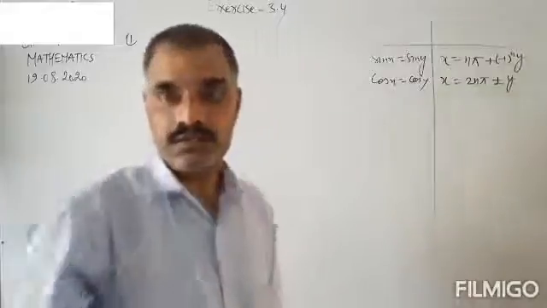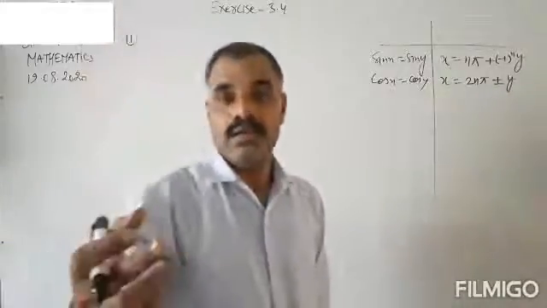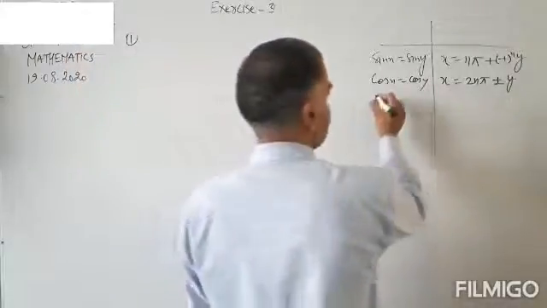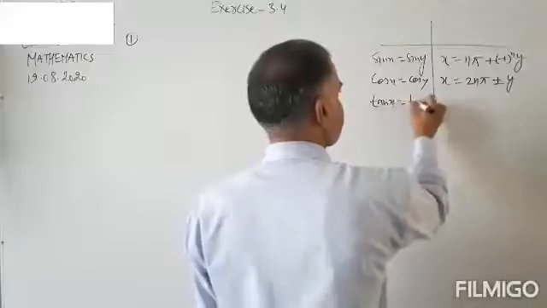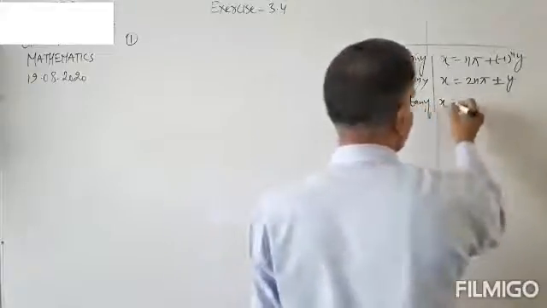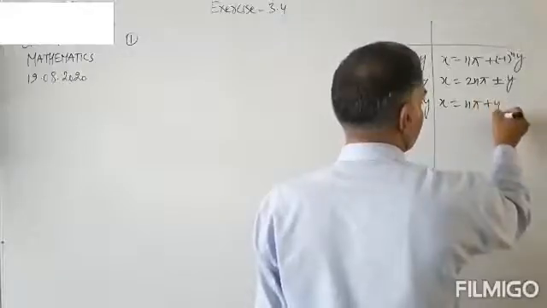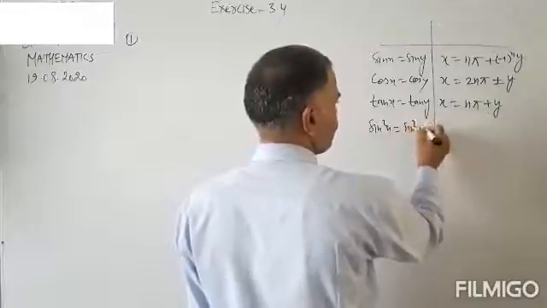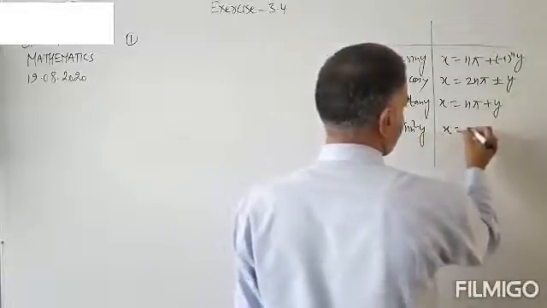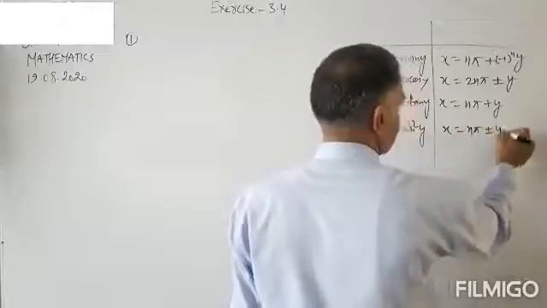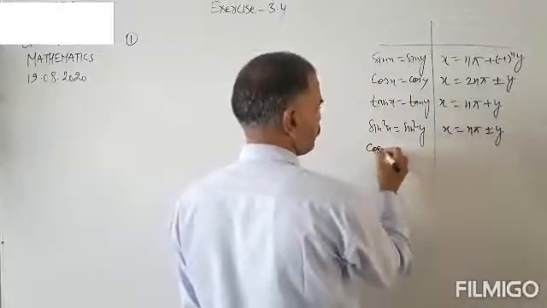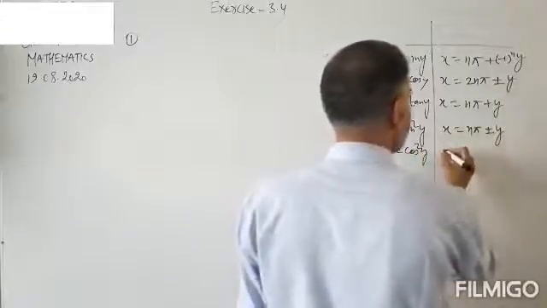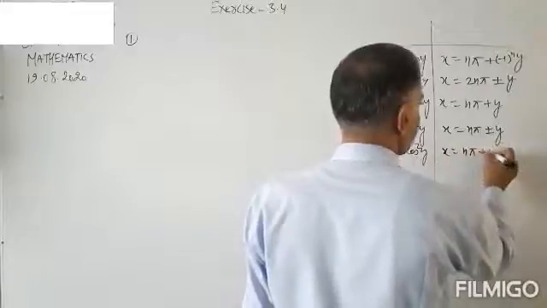These are general solutions as we are using n. N means integer, n takes the value of integers. Now tan x equals tan y and its general solution is x equals n pi plus y. Then sin square x equals sin square y and its general solution is x equals n pi plus minus y. Then cos square x equals cos square y and its solution is x equals n pi plus minus y.